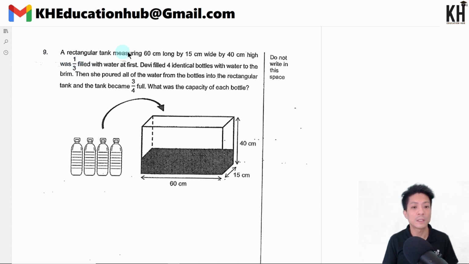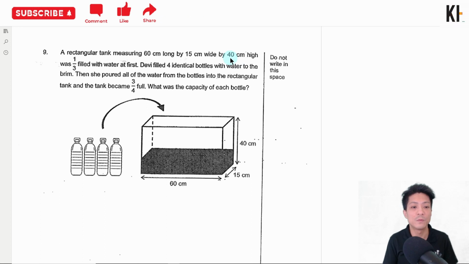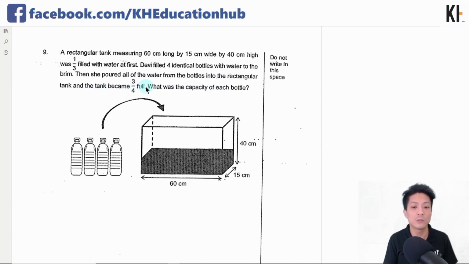Question 9. A rectangular tank measuring 60 cm long by 15 cm wide by 40 cm high was 1/3 filled with water at first. Devi filled 4 identical bottles with water to the brim. She then poured all the water from the bottles into the rectangular tank, and the tank became 3/4 full. What was the capacity of each bottle?